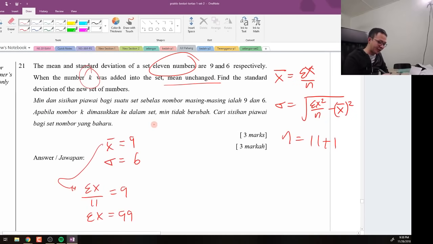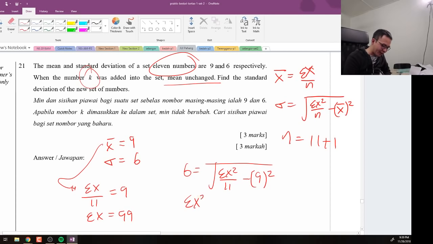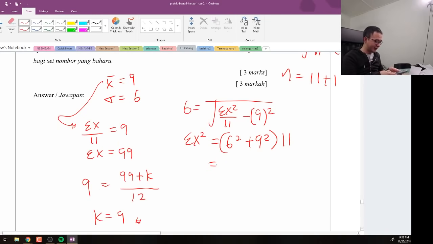Then the question asks me to find the new standard deviation. In order to find the new standard deviation, I need to find the sum of x squared. So my standard deviation 6 equals the square root of sum of x squared over 11, this is the old standard deviation so n is still 11, minus mean 9 squared. To get the sum of x squared, I move the square root to the other side, it becomes 6 squared. I move the minus 9 squared to the other side with plus 9 squared, and I move the 11 to the other side with multiply 11. Then I work this out quickly: 6 squared plus 9 squared, multiply 11. So I get 1287.